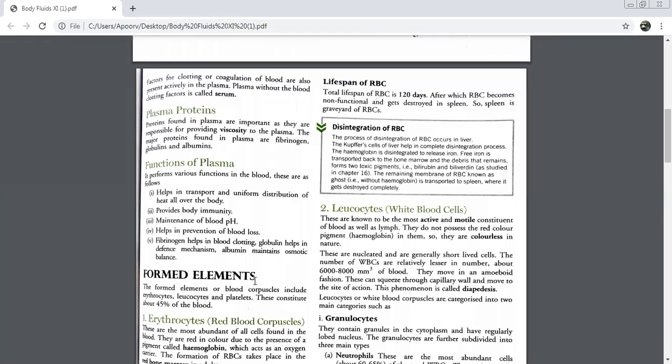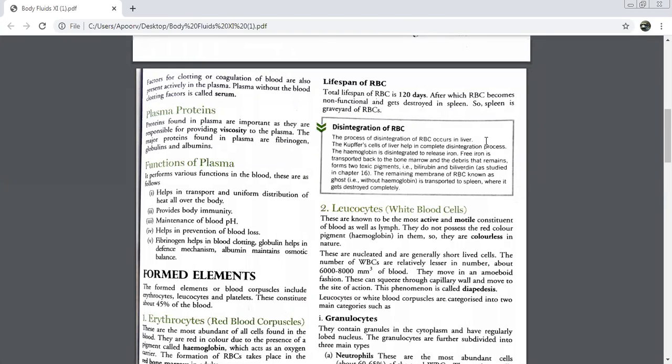Basically, why do they get destroyed so soon? They do not have a nucleus. They don't have their own cell nucleus or organelles. They don't have cell organelles. Good. So you're aware of this. So the spleen is the graveyard of RBCs.